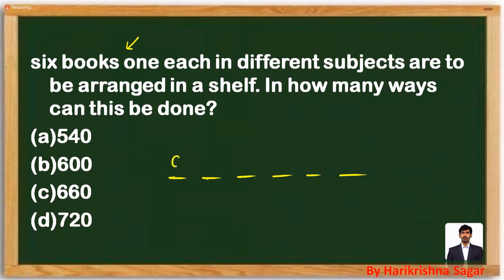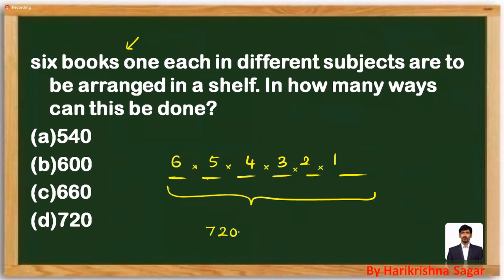So the first can be taken with any one of the 6 books. Second one, because we fixed one, the next one can be filled with any one of the 5, then any one of the 4, 3, 2, 1. In how many ways can we arrange them in a shelf is the question. That is 6 into 5 into 4 into 3 into 2 into 1. That's nothing but 720. So in 720 ways, we can arrange them. Mark your answer choice as option B.